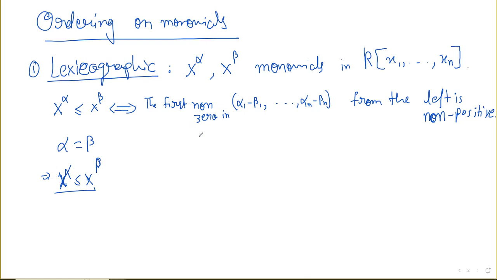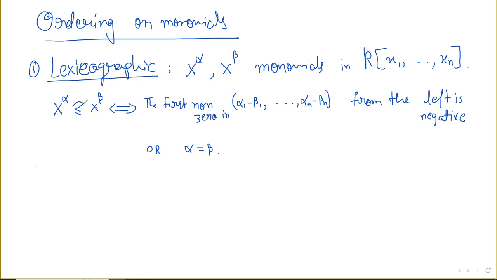If you say the first non-zero term, then I think your definition is fine, but you should say it is positive or negative. Or maybe you should add this, or alpha equal to beta. Because it's less than or equal to, right? You've told me less than or equal to, not less than. If it's an ordering, then two equal things should also be related in the order, right?